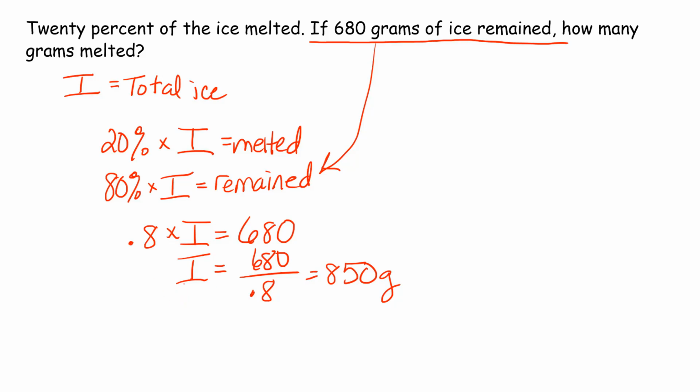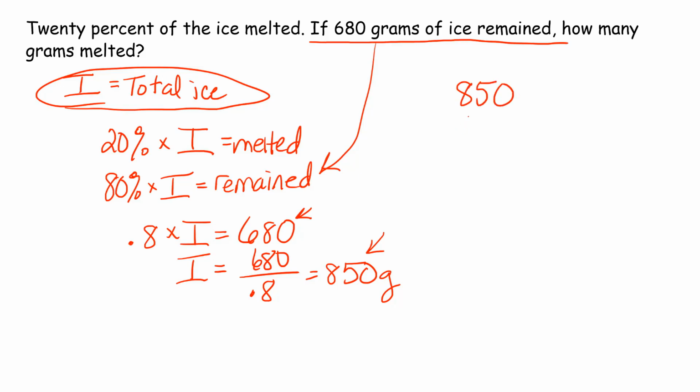That's the amount of ice there was to begin with, because that's what I called I. That's what I want it to be. So the problem asks me how many grams melted. So I've got the amount that remained. I have the amount that we started with. So if I want to figure out how much melted, I will subtract the amount of ice I started with minus the amount of ice that was there after the melting occurred. So I'm going to subtract, and I'm going to get 170 grams for the amount of ice that melted.